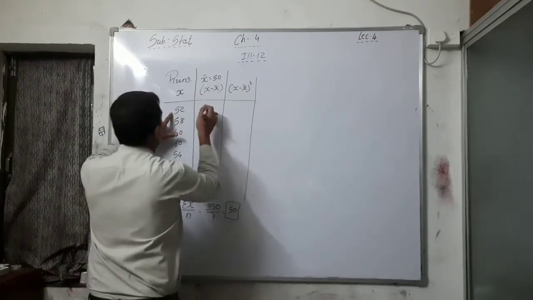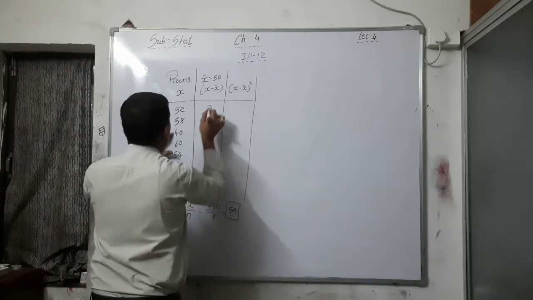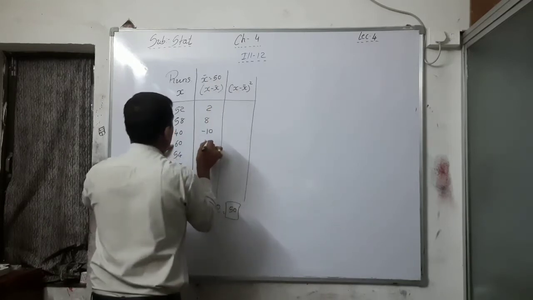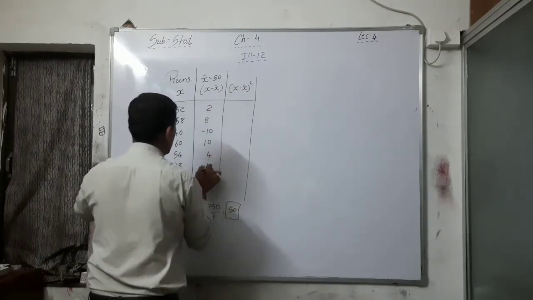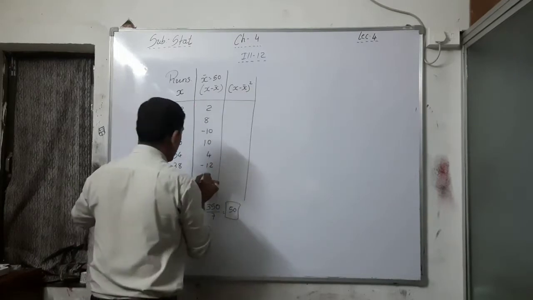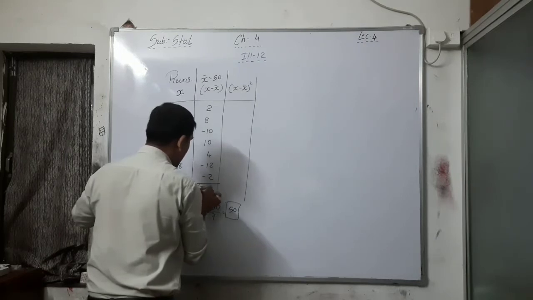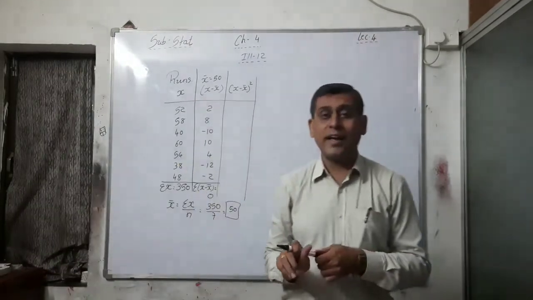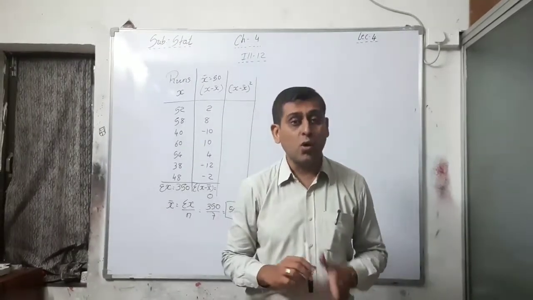See, 52 minus 50, that is 2. 58 minus 50, that is 8. 40 minus 50, that is minus 10. 60 minus 50, that is 10. 54 minus 50, that is 4. 38 minus 50, that is minus 12. And 48 minus 50, that is minus 2. And always sigma x minus x bar is equal to 0. Always. Right? Whenever x bar is an integer, the x minus x bar is always 0.